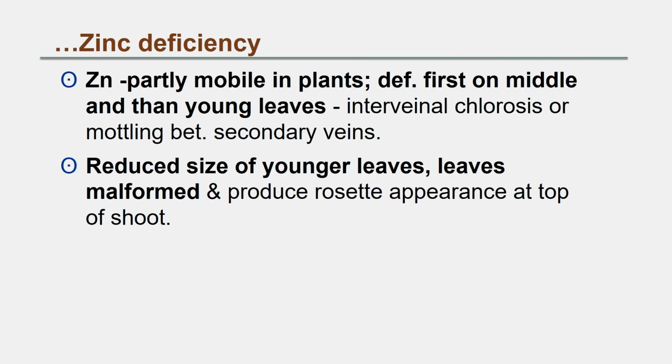Now, zinc is partly mobile in the plant system. It is not fully immobile and not fully mobile. So, deficiency symptoms first come on middle leaves, then on younger leaves, means initially it starts from the middle leaf, then deficiency can be noticed on the younger leaves. So, interveinal chlorosis or mottling between secondary veins. Reduced size of younger leaves, leaves malformed, produce rosette appearance at the top of the shoot. So, therefore, it makes the rosetting kind of symptom in jute crop.